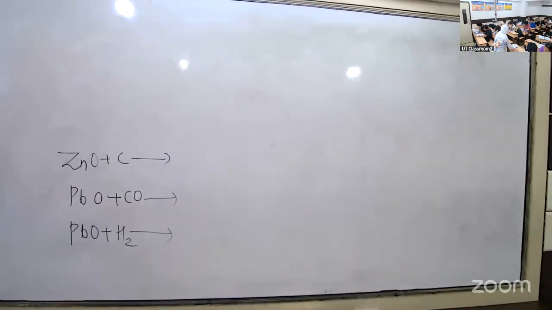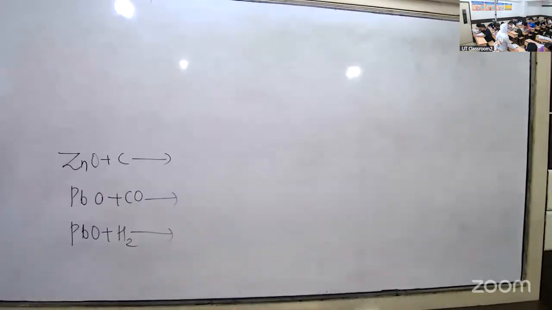Underline oxide; for oxide you know it is MO. Nitrates. What is the formula for nitro? What is the formula for nitro compounds?